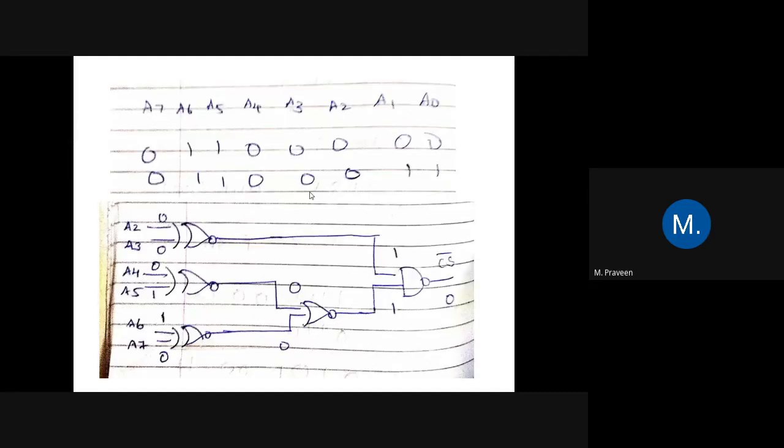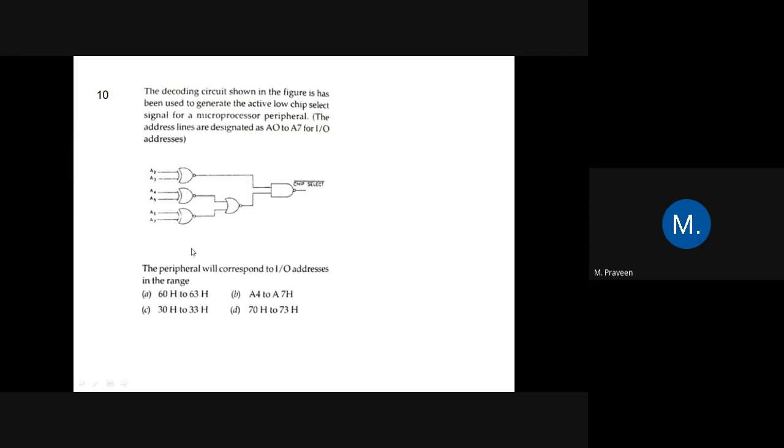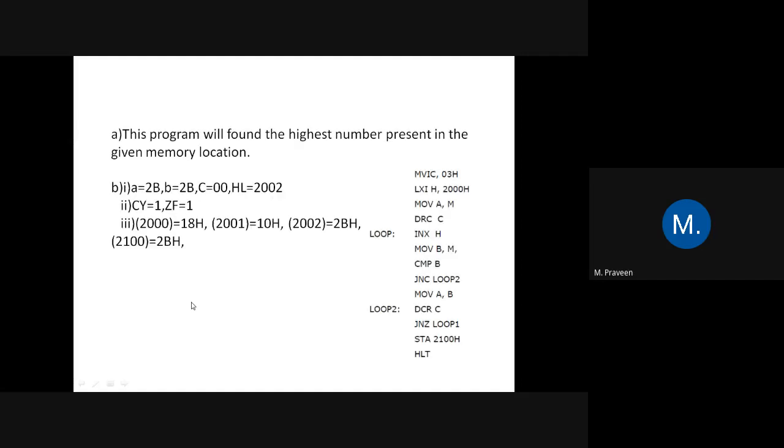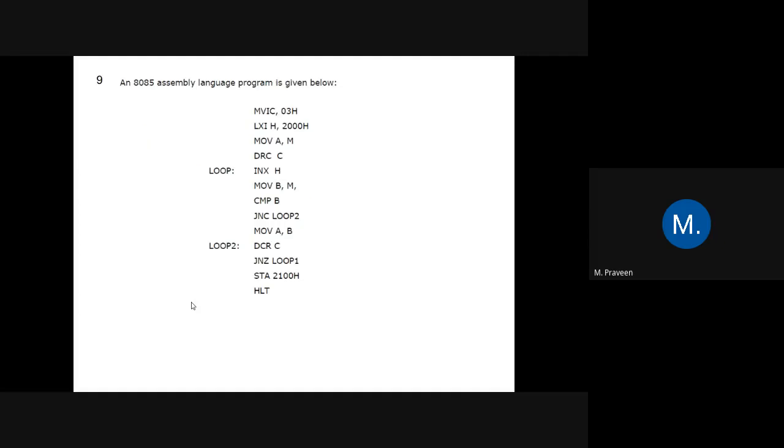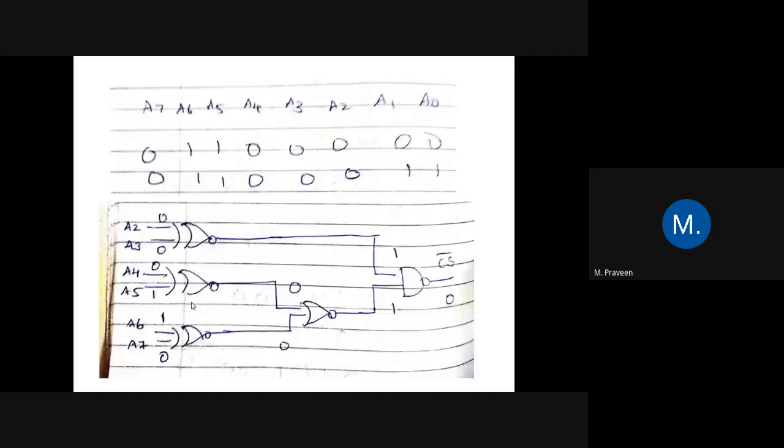The only thing is we have to take them one by one. Here in option A, the address is 60H to 63H. If you write 60H in A0 to A7, this is 0110, and 0000. So 0110 is 6, and 0000 is 0. So this is 60H.